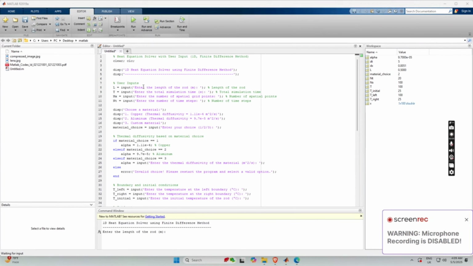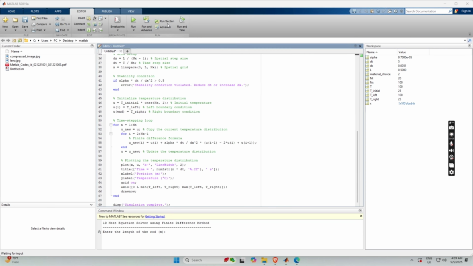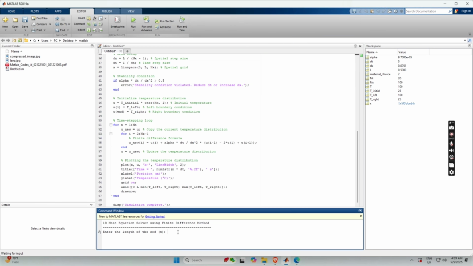Alright, this is a short tutorial video that will give you an intuitive understanding of the project. To run the simulation, the user must input some necessary data. For example, if I run the code, it asks for the length of the rod.